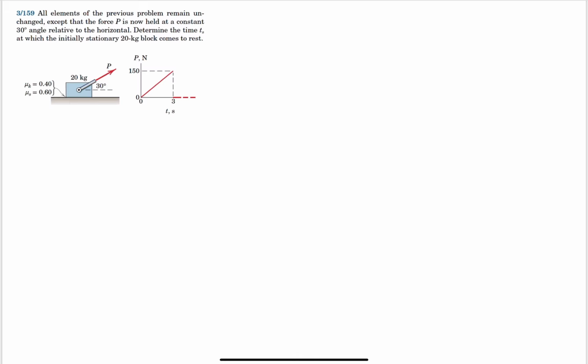So the force P is held at a constant 30-degree angle relative to the horizontal, and P is a function of time. So that's the scalar P. It has a linear portion, 50t, for t between 0 and 3 seconds, and 0 for t greater than or equal to 3 seconds. Okay, so P is given as a function of time, and it's making a 30-degree angle with the horizontal.